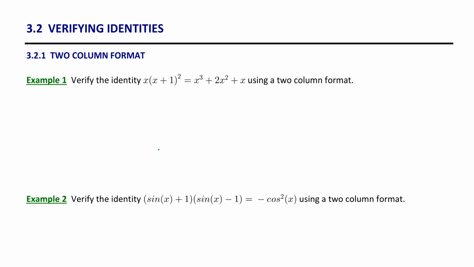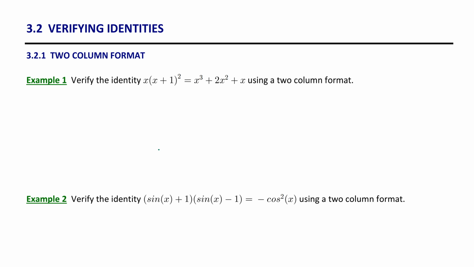Now that we are familiar with the list of basic identities and we know how to simplify trigonometric expressions algebraically, we can now proceed to the all-important skill in trigonometry of verifying identities. In this class, when we verify or prove an identity, we're going to use the two-column format. I'll demonstrate this to you on example 1 when we verify an algebraic identity.